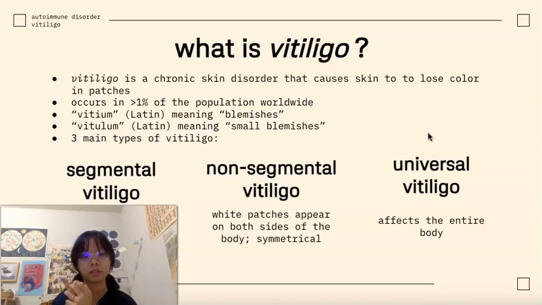Number one, segmental vitiligo, which generally affects only one area of your body. Number two is non-segmental vitiligo, which causes white patches to appear on both sides of the body and is generally symmetrical. And number three is universal vitiligo, which is as it sounds, where it affects the entire body.